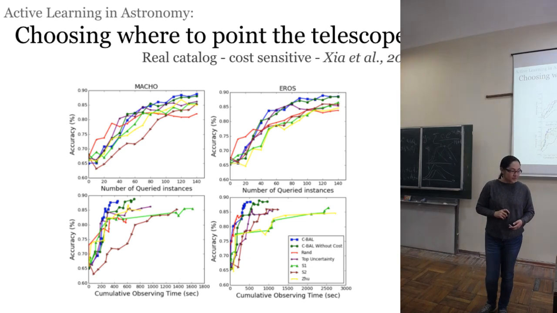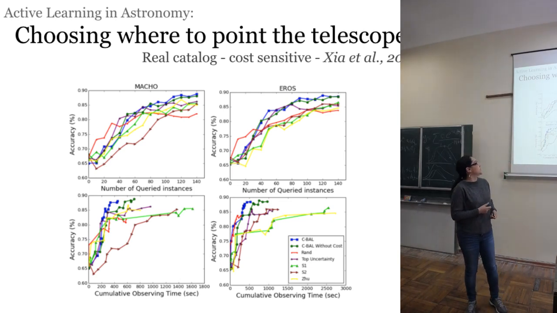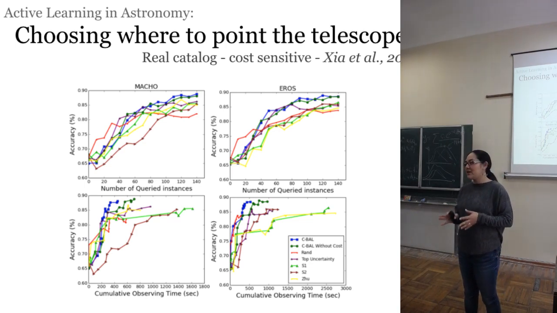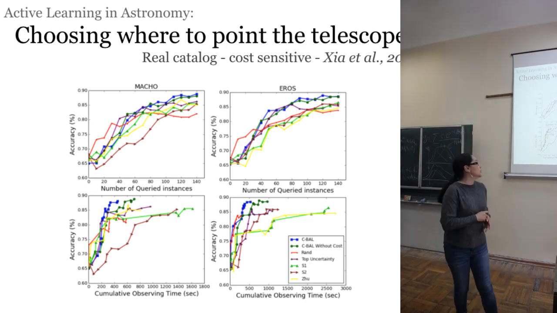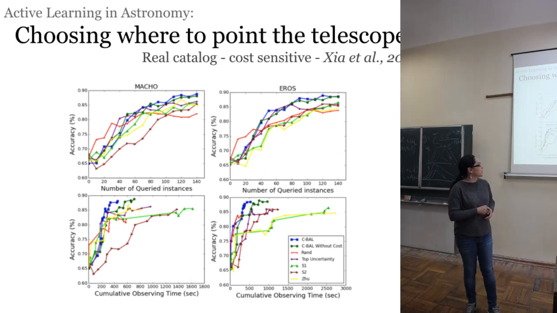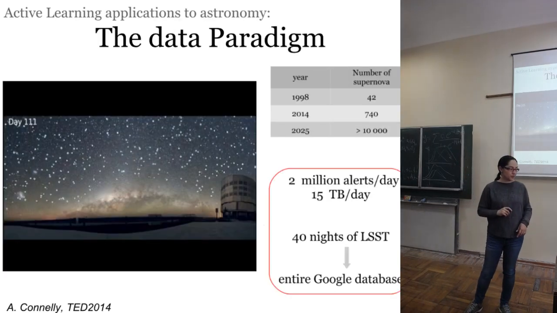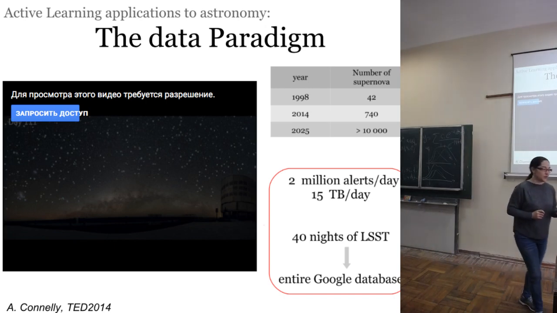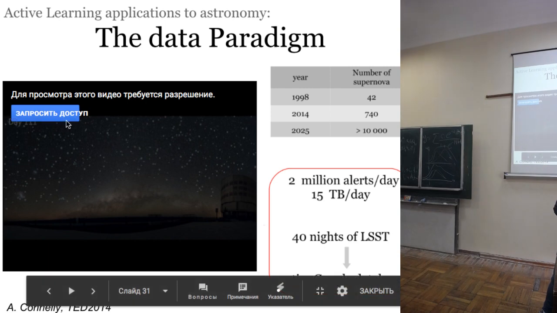You see that the error rate is actually lower. Another very nice application was deciding where to point the telescope in order to optimize the classification of a very different number of objects. This is cumulative, this is the observing time. So you see that the accuracy goes up as you optimize this. And this will be extremely, extremely important when we go to the next generation of telescopes.